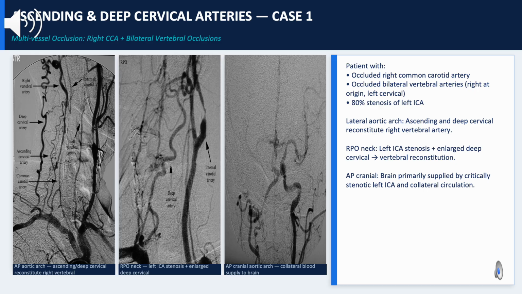The RPO projection optimally demonstrates the left ICA stenosis at the bifurcation. The elongated opacification in the upper neck represents contrast squeezed through the 20% residual lumen. The AP cranial view showing brain filling only from the critically stenotic left ICA and indirect collateral circulation is a sobering reminder that the brain can sustain perfusion through remarkably compromised pathways until it can't.